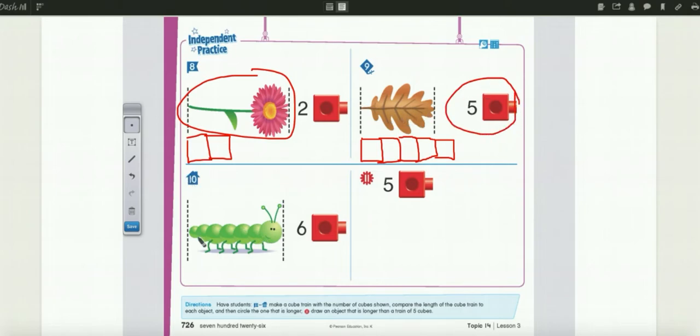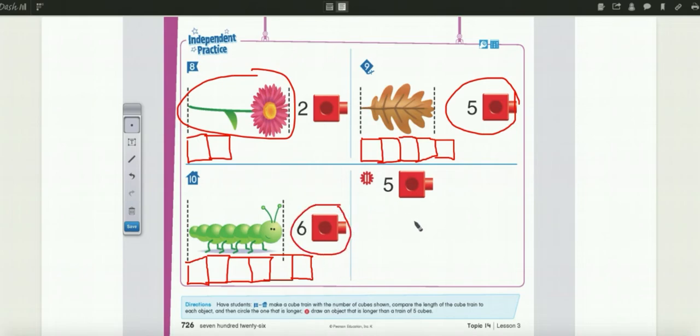Number 10, we have a caterpillar and 6 cubes. Which one do you think is longer? Let's check. 1, 2, 3, 4, 5, 6. Which one's longer? The cube train.